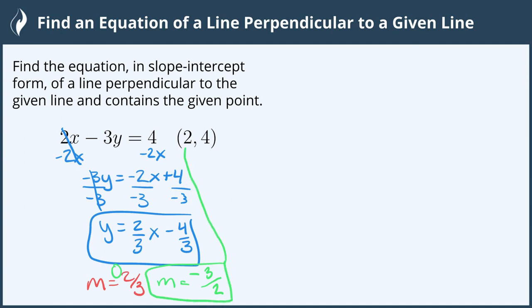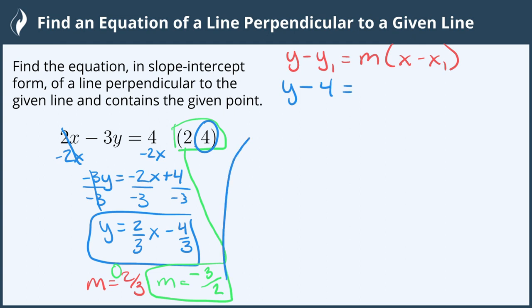Now we have slope and we have a point, so we can use our point slope formula, which is y minus y sub 1 equals m times x minus x sub 1. And we can plug everything in and solve for y. Y minus y sub 1 is 4 equals m, which we just found is negative 3/2, times x minus our x sub 1, which is 2, and solve for y.